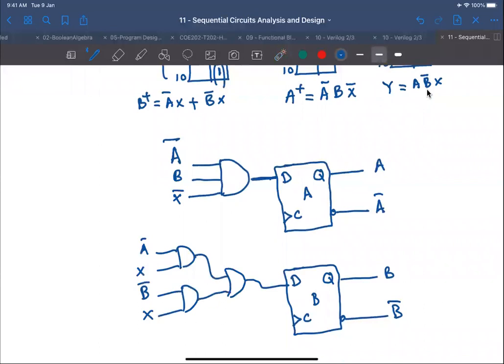All right. Are we done? We have to find the output. Excellent. Yeah, the output. Output is a three input AND gate. So we have A, and we have B complement, and we have X. And this gives me Y. Are we done?